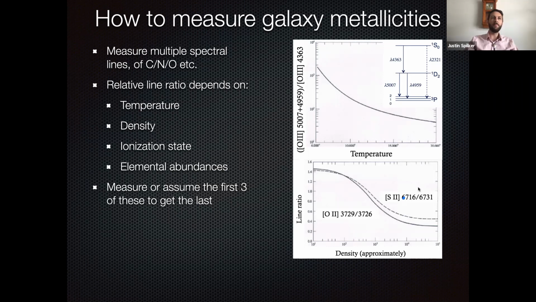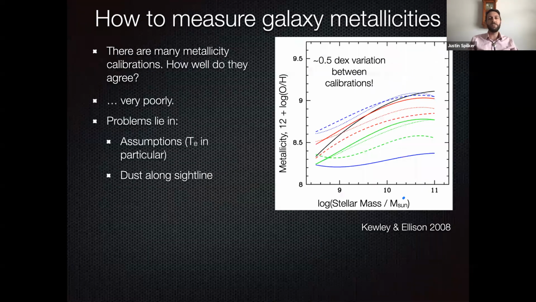So here are a couple of example line ratios that are fairly commonly used that constrain the temperature and the density of the ISM gas. And once you have that, you can estimate the metallicity or the abundances. There's a bunch of different calibrations that you can imagine. And so the question is, well, how well do they agree? And the answer, shamefully, is not very well at all, actually.